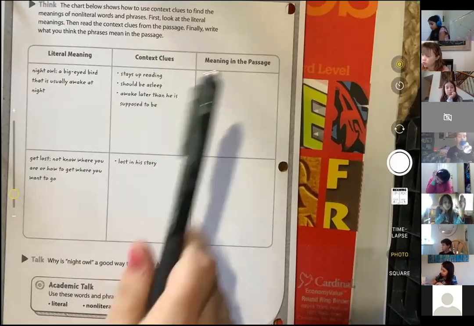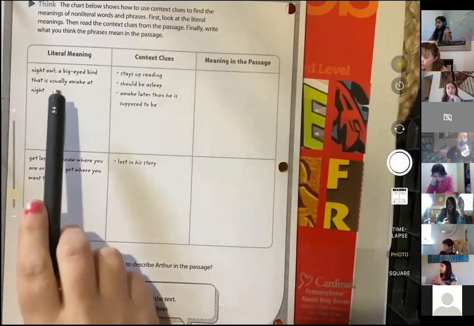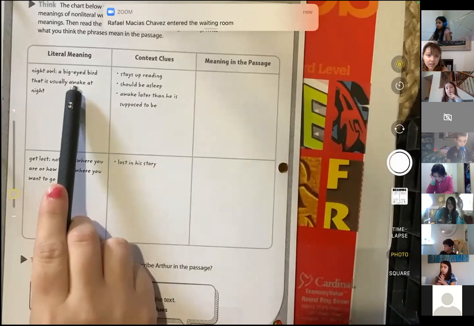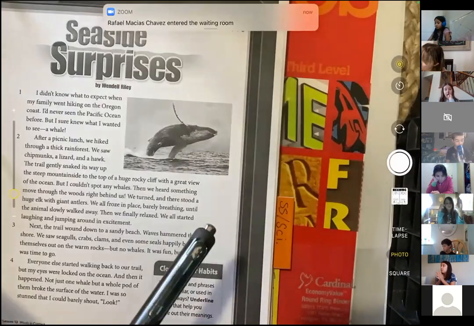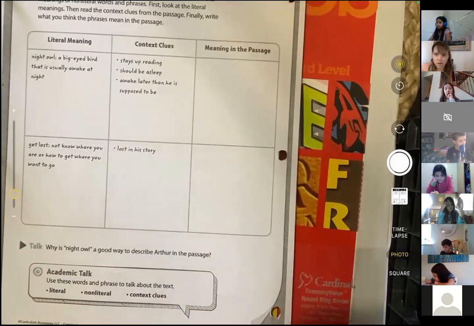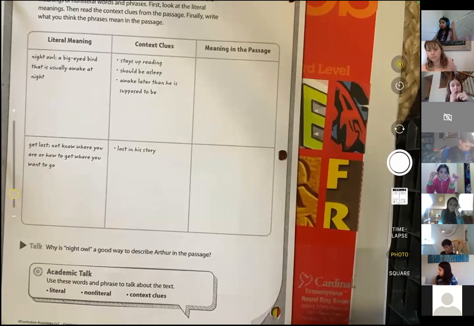Then, what is the meaning in the passage? Do they mean the literal meaning? Is, what was his name, Josh? No, Arthur, sorry. Is Arthur turning into a big-eyed bird that's usually awake at night, or does it mean something different? Sophia H., did you want to add something or do you want to answer it? I wanted to answer. Okay, what do you think?